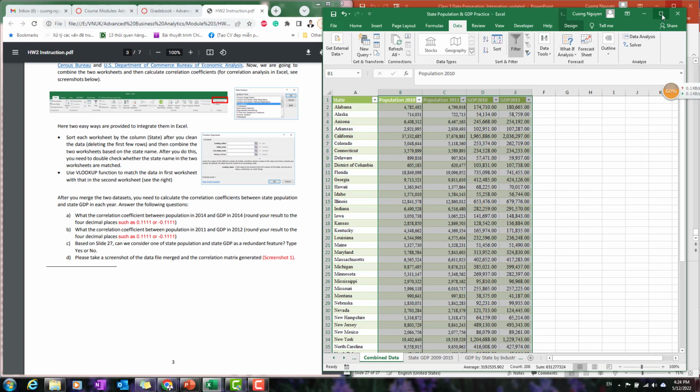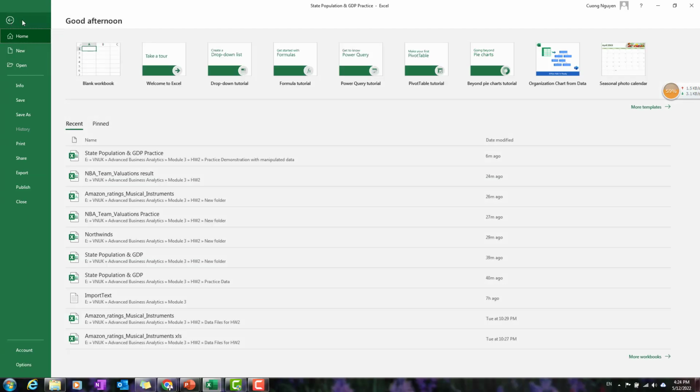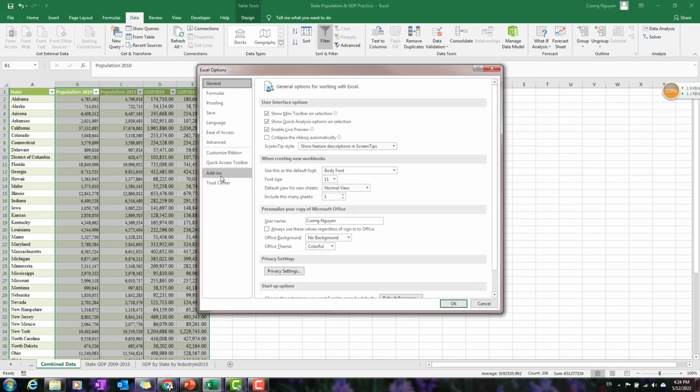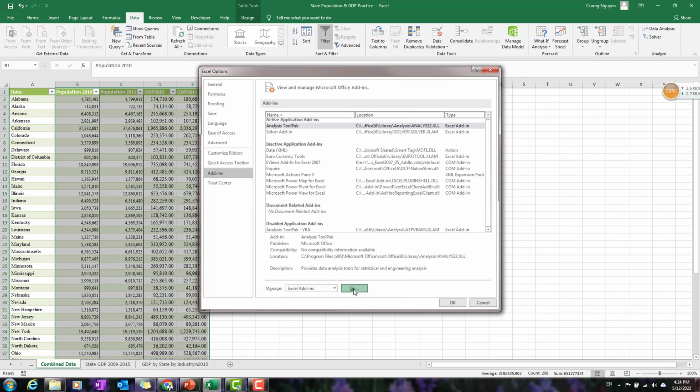analysis. In some cases you will say, oh, I don't have the data analysis button under the data tab. So I recommend you go into File and then Options, and you have to get it from the add-ins. Okay, so you go to add-ins, and it will jump you to a new window, and under here you see the Excel add-ins, and you click Go.